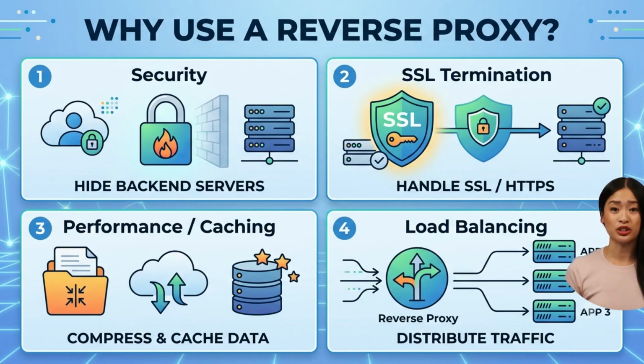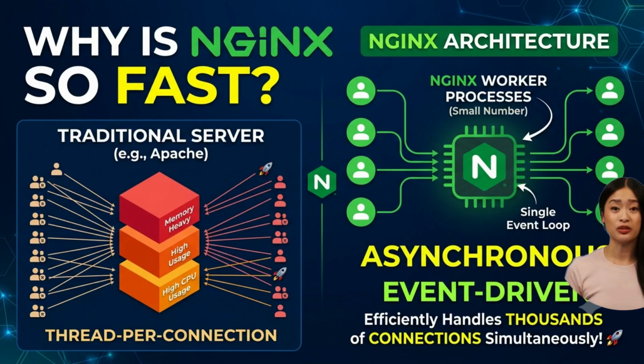There are several advantages. First, it hides your backend servers from the internet, adding an extra layer of security. Second, Nginx can terminate SSL, meaning it handles HTTPS encryption, so your backend application doesn't have to. Third, it can compress responses, cache frequently requested data, and reduce the workload on your application. Finally, if you have multiple backend servers, Nginx can distribute traffic among them, improving scalability and preventing a single server from becoming overloaded.